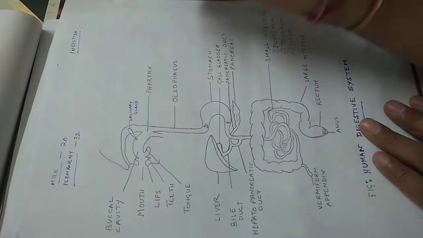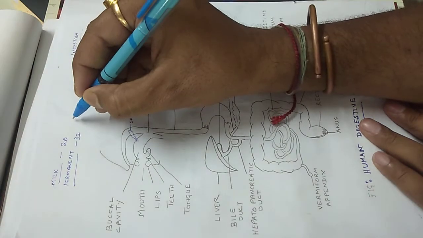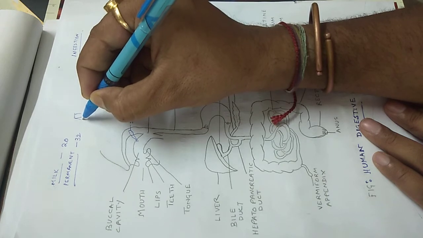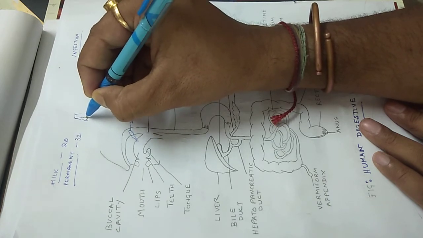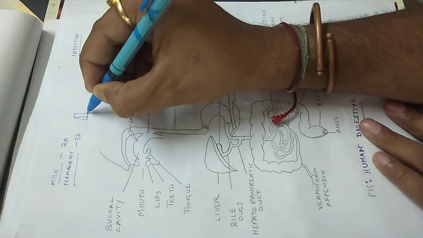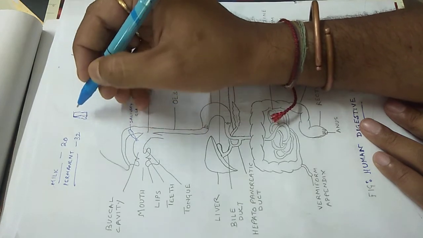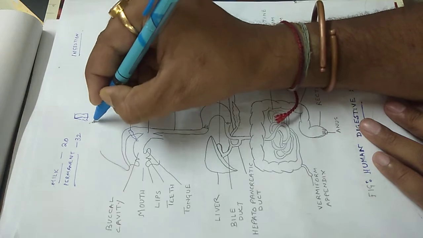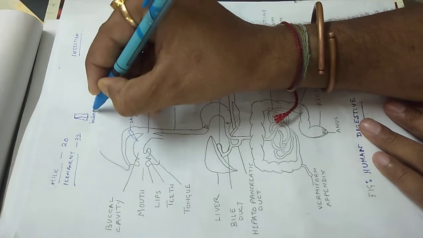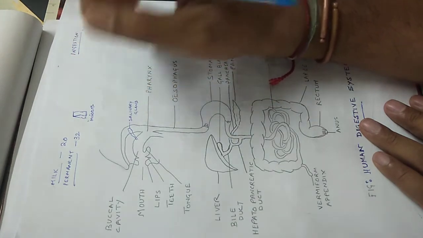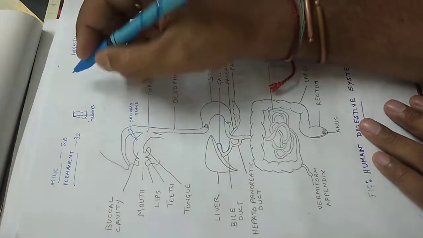When we talk about teeth, there are 4 types of teeth. The first type, which are there in the front, are wedge shaped. They have a sharp cutting edge. These are called incisors, and incisors help in biting and cutting. So that's called your incisor.